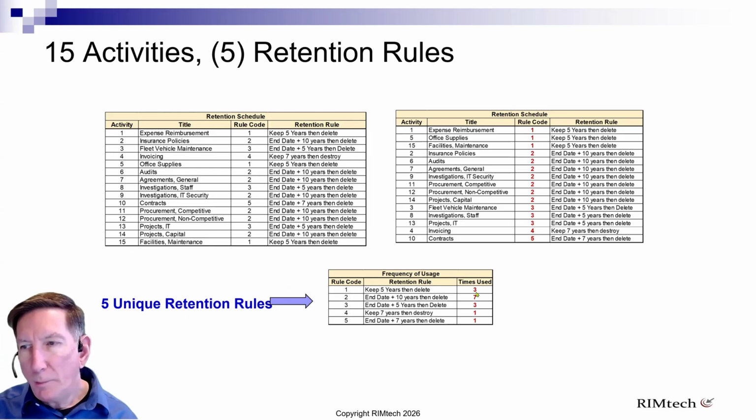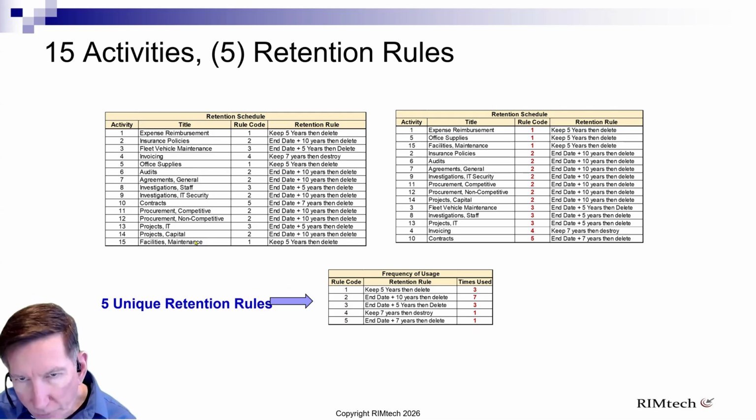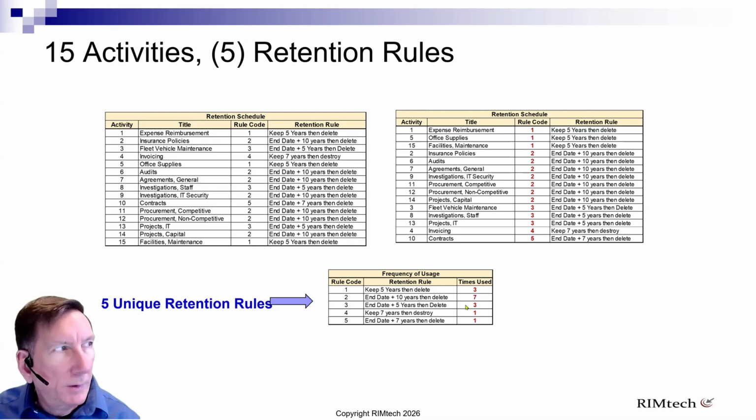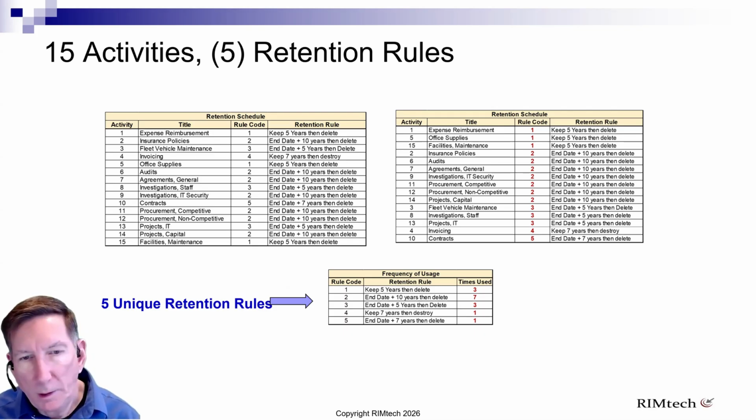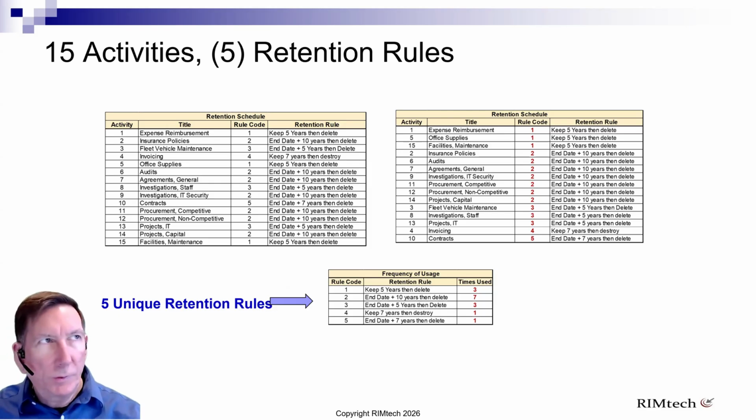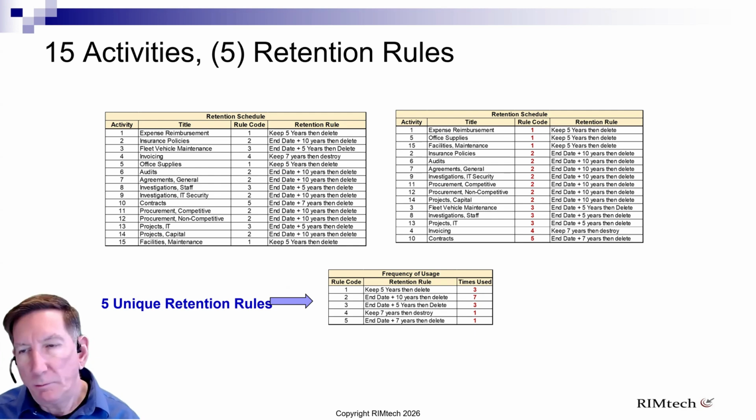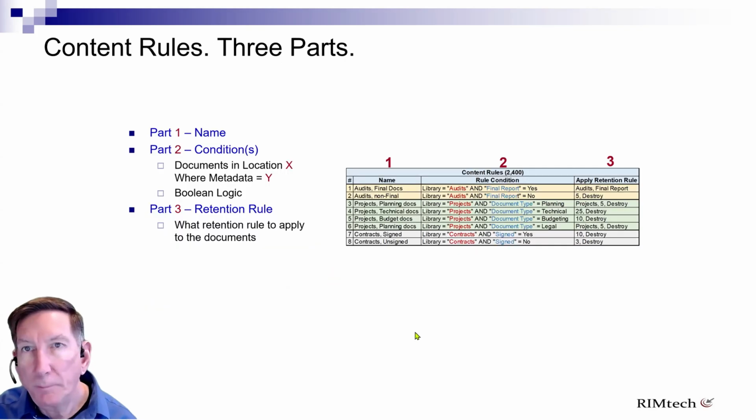So bottom line is that among these 15 activities, they're only using 5 unique retention rules. So in my example of 800 categories, 1,000 users, we typically might see about 50, maybe 75 unique retention rules, but that's it. Okay, that's it.